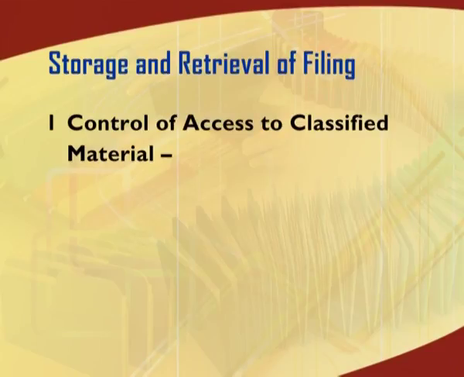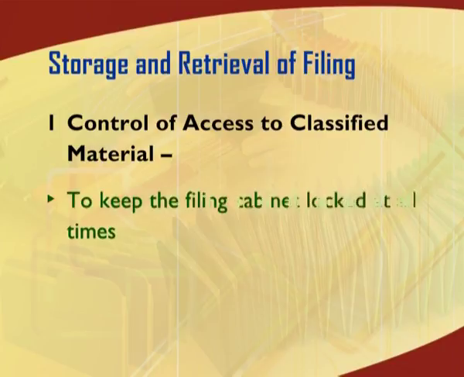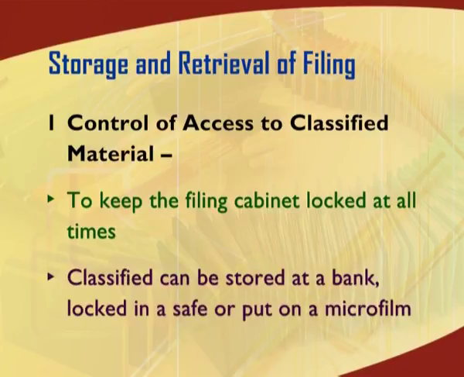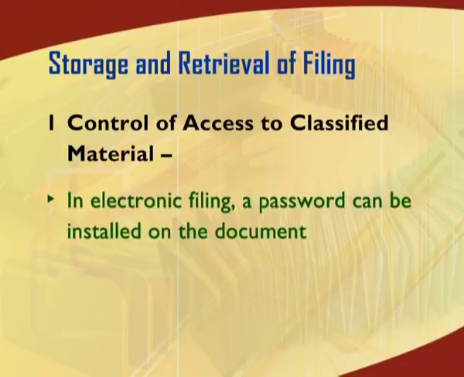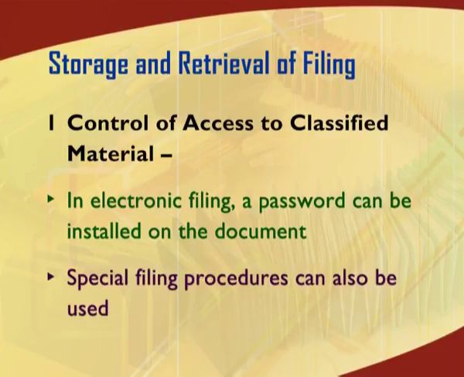One method to control access to classified material is to keep the filing cabinet locked at all times. Alternatively, classified material can be stored at a bank, locked in a safe, or put on microfilm. In electronic filing, a password can be installed on the document. In addition to this, special filing procedures can also be used.